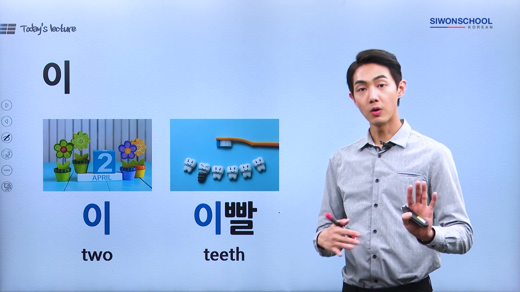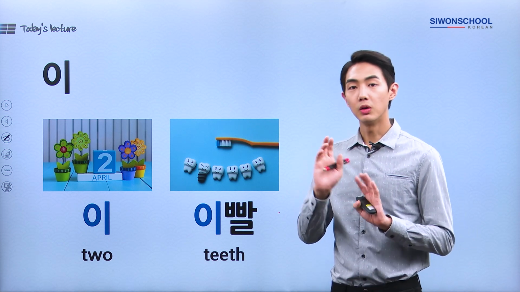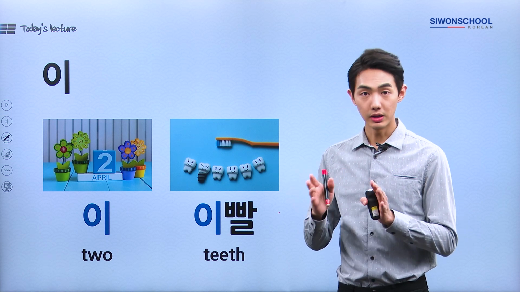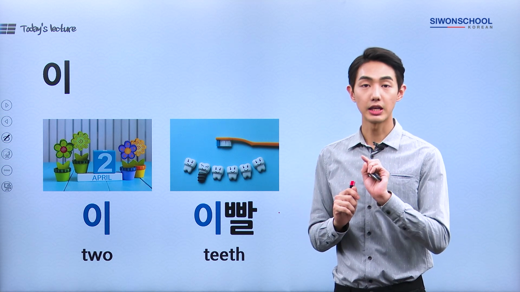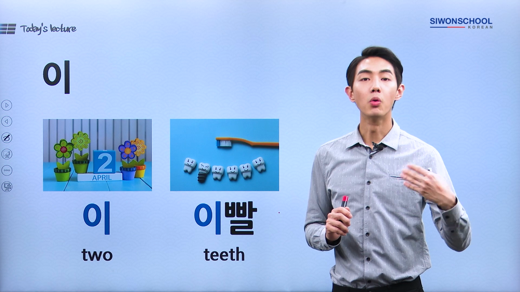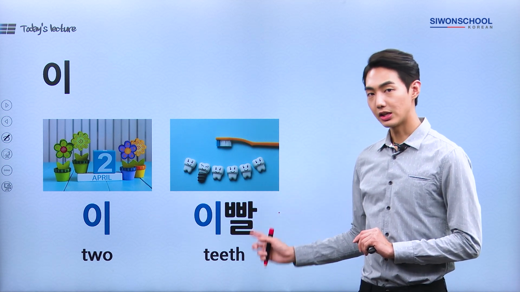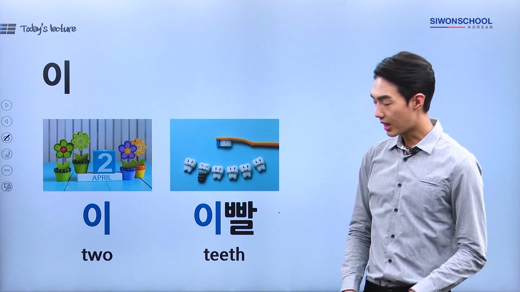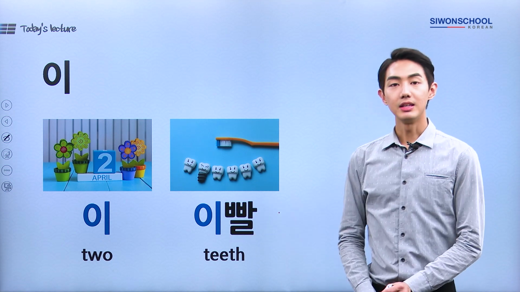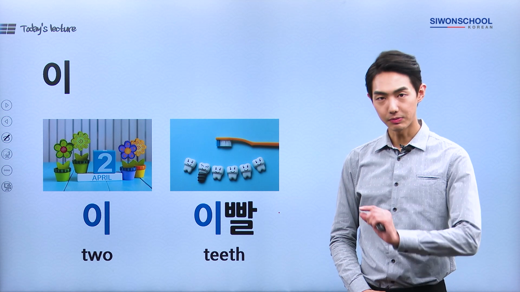So, like I said before, in Korean, whenever you write one letter or combine letters, it can have more than one meaning. So, 이 actually means two and 이 actually means teeth too. But let's try to pronounce this. 이빨. Repeat after me. 이빨.